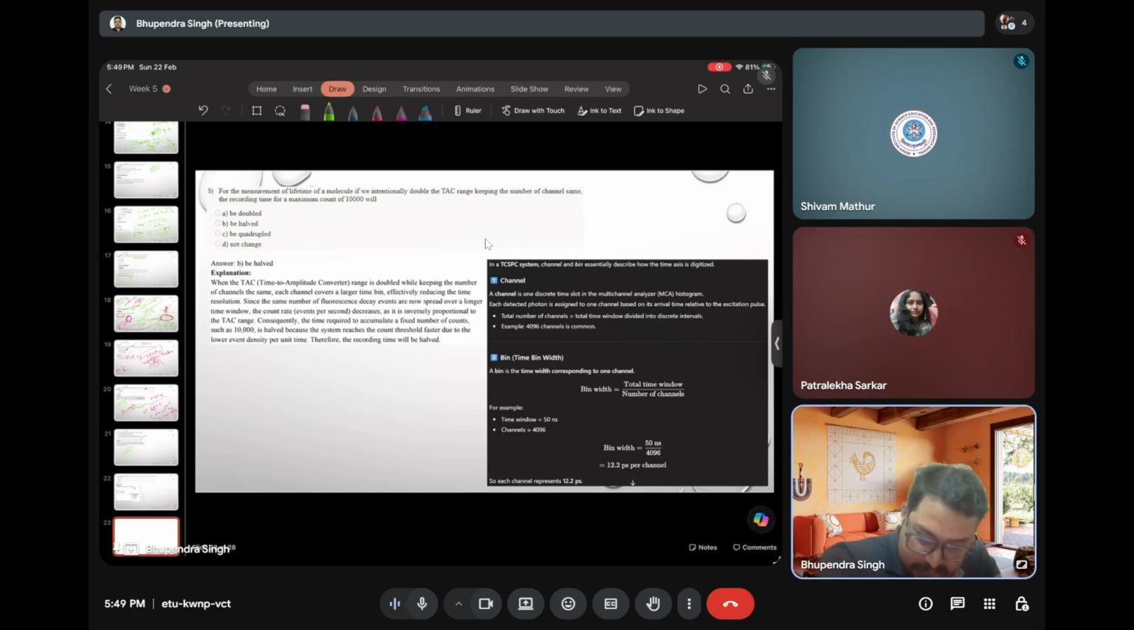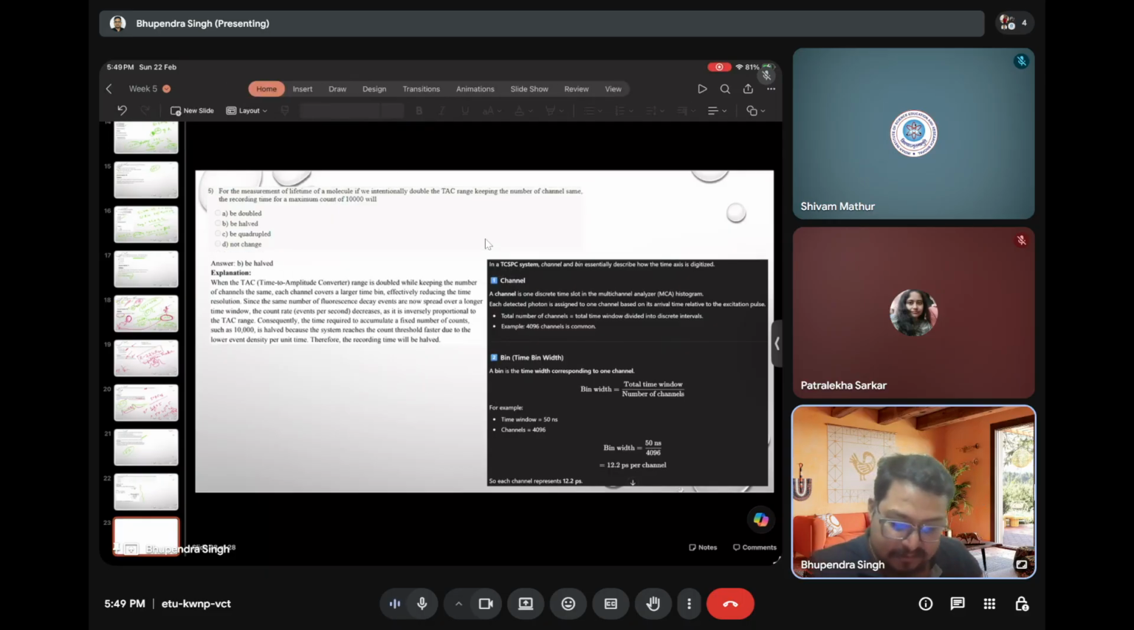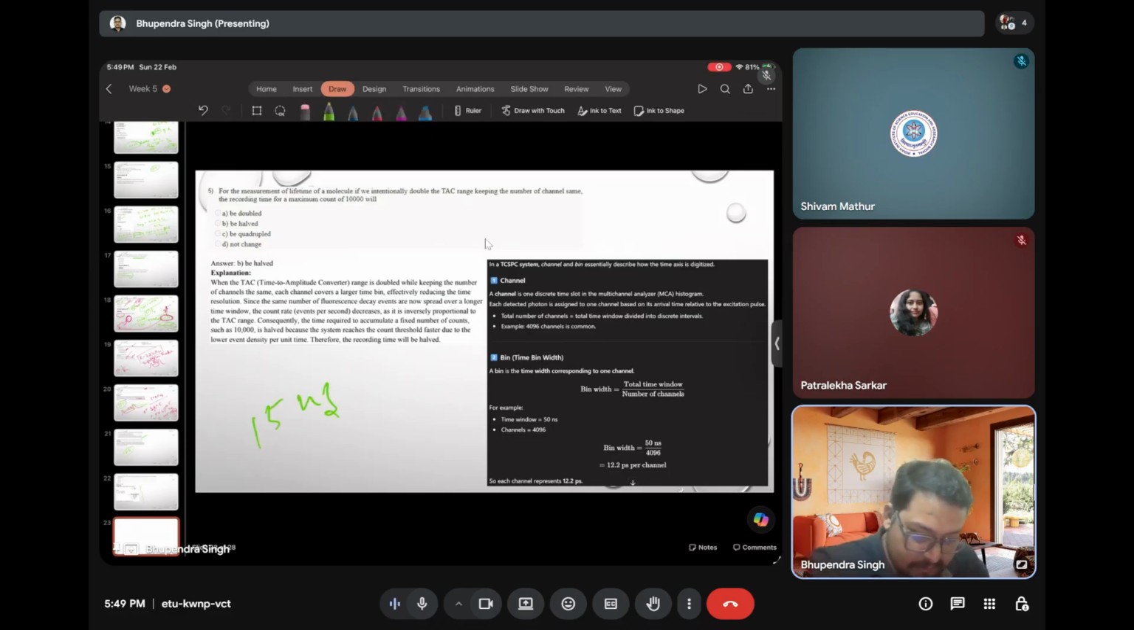So the next question is for measurement of the lifetime of a molecule. If we double the tag range, keeping the number of channels the same. Basically, tag range means the time window. Let's say initially the time window was 15 nanosecond. Now double the tag range. Now it is 30 nanosecond. But the channel is fixed.